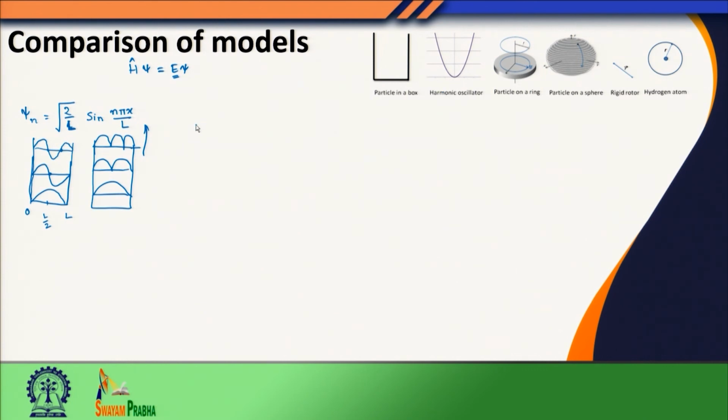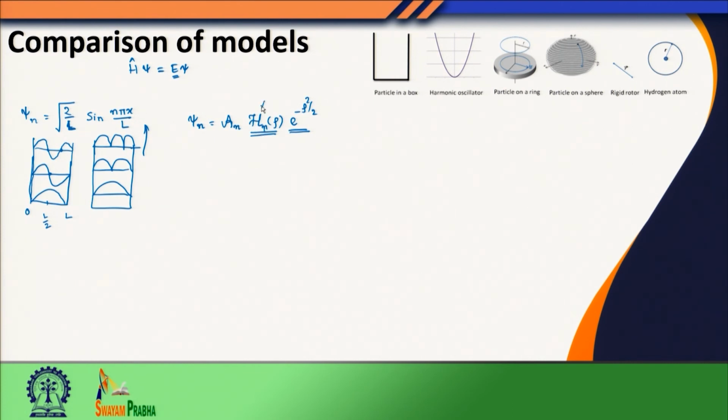Coming to the harmonic oscillator problem, the solution to this problem was psi n given by the normalization constant multiplied by a Hermite polynomial of nth order and multiplied by e to the power minus rho square by 2. This Gaussian function is multiplied by a Hermite polynomial of different order, for example, H 0, the 0th order Hermite polynomial, is simply 1, and the first order was 2 x or 2 rho.